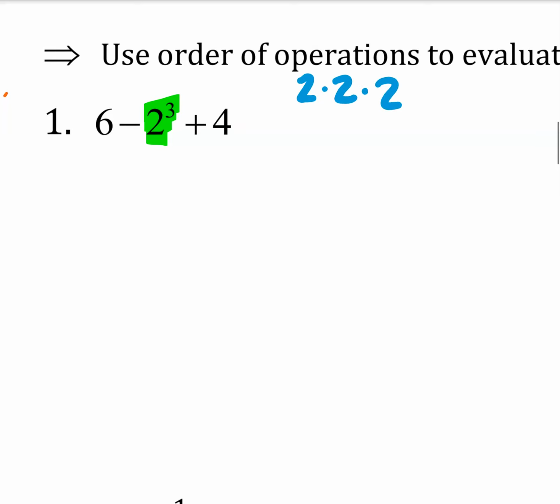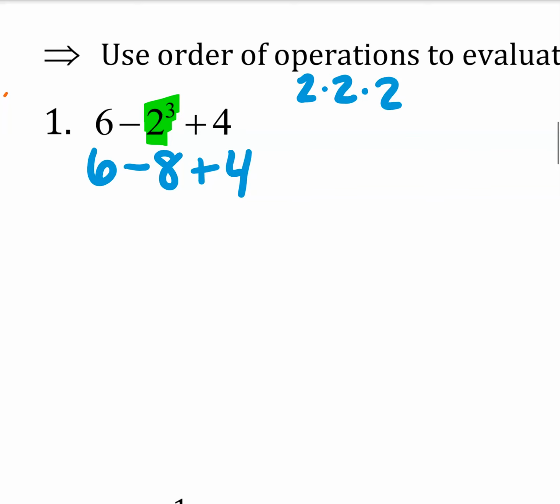So we're not doing anything with the 6, so we're going to write the 6. We'll write the minus. Now, 2 times 2 is 4. Another 2 is 8. And then we didn't do anything with that plus 4 either. So I just did E. Now I'm on M. There's no multiplication. There's no division. Now I'm on add and subtract.